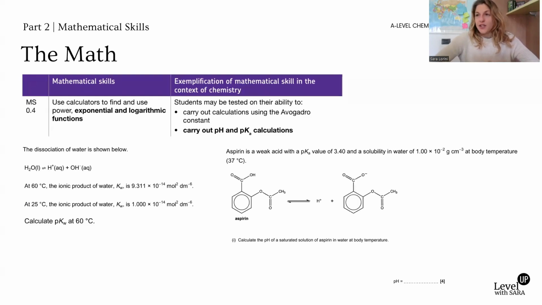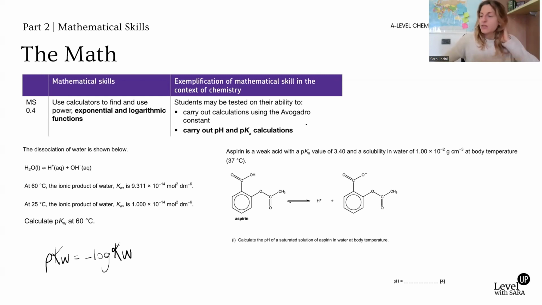Fourth mathematical skill: use the calculators to find and use power, exponential, and logarithm functions. Here we need to be clear with the logarithms and the relationship between them. Of course, this is for the topic of pH and pKa. So the equations that we must remember: when there is a little p, it means negative logarithm of. Like the pH, the pKw will be calculated as the negative logarithm of the Kw. And that's the pKw.